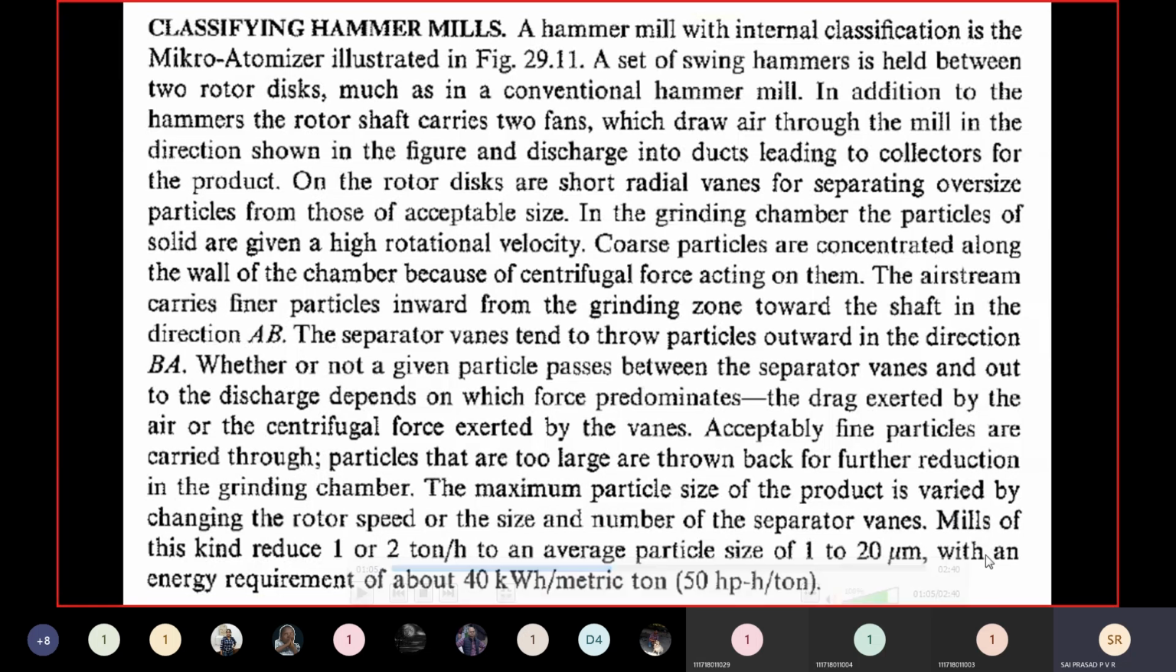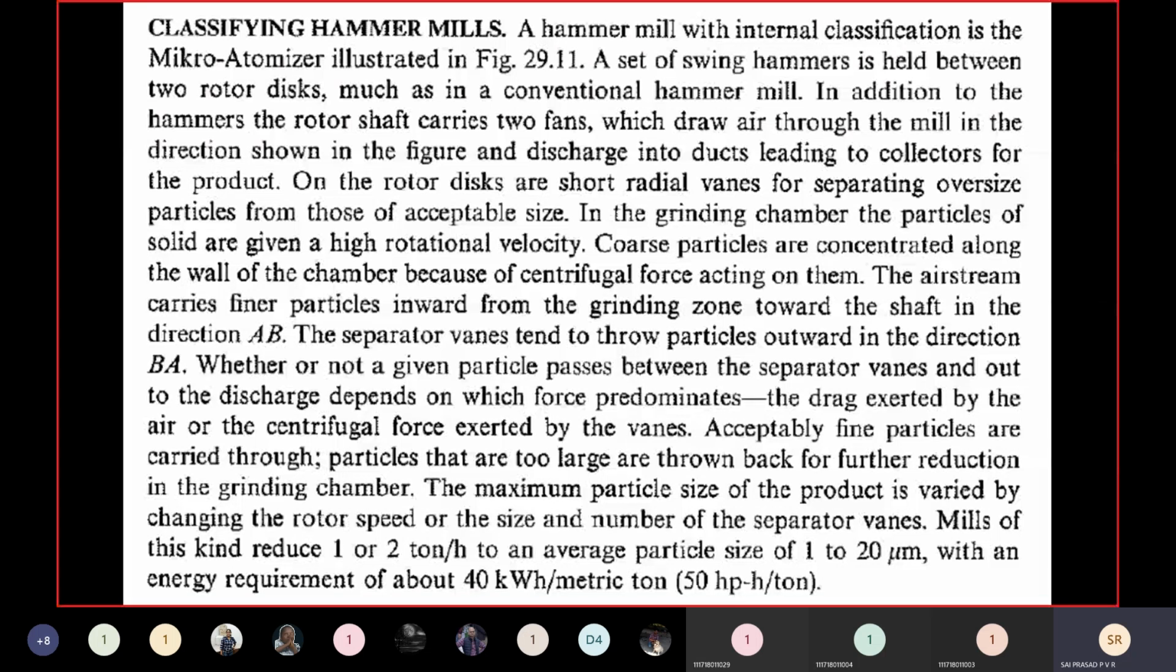Mills of this kind reduce 1 or 2 ton per hour. See, the capacity has fallen drastically when compared to the primary crushers. Primary crushers do heavy duty and their capacities are very high. Whereas in this one, as we come to this stage, the capacities are decreasing, to an average size of 1 to 20 micrometers. So this is the product which is obtained from these ultrafine grinders or micro atomizers.